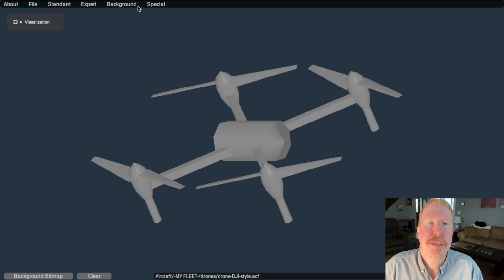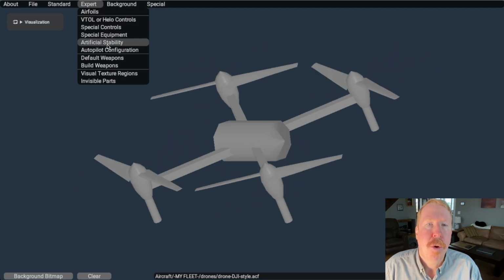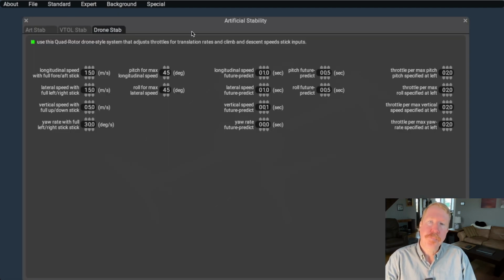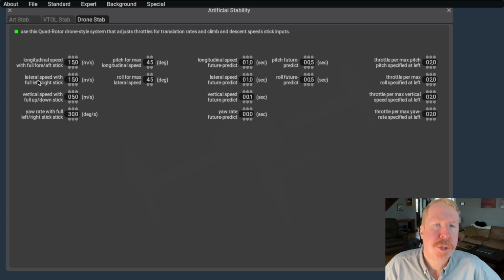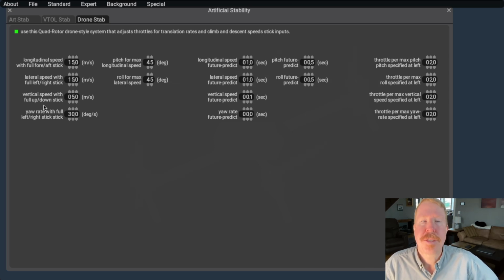And we now simulate this in X-Plane. Where do we do it? Artificial stability, drone stab. So here is where you can actually enter the flight control constants for a drone if you want to design a drone in X-Plane to use it for practicing drones in the sim. The first is longitudinal, lateral, vertical speeds with full up and down stick. That is clearly exactly what we were just talking about.